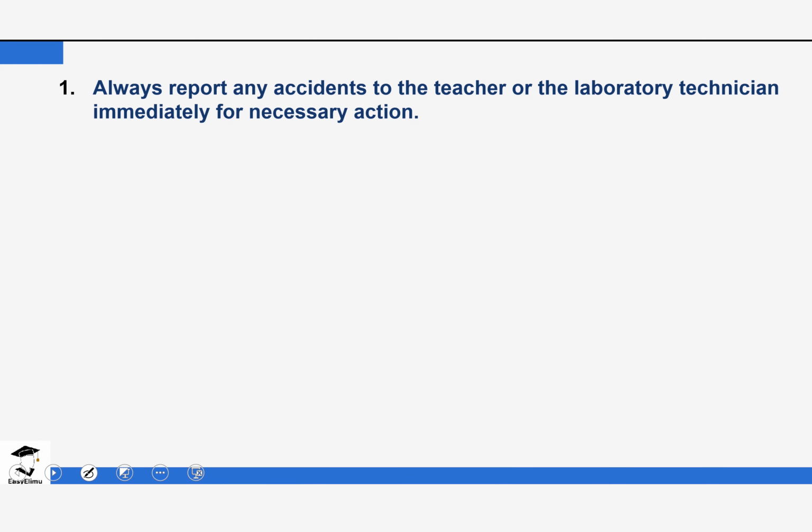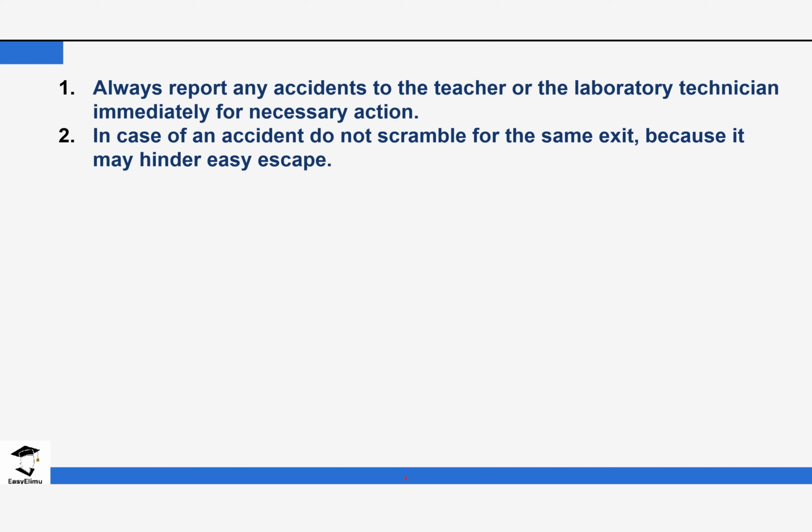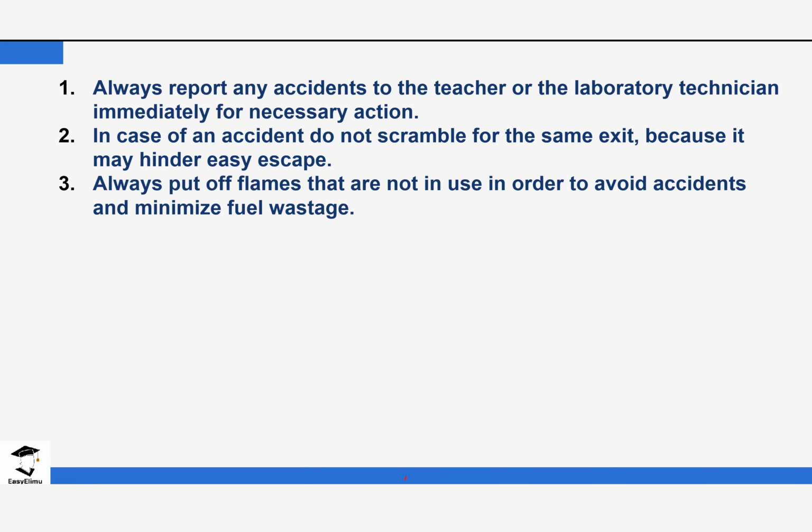And then always report accidents in the lab to the lab technician or to the teacher around, so that they can support you very quickly and take action in case there is an injury. And when we have an emergency in the lab, we do not scramble for the exit because it might cause more injuries and also hinder people from escaping. And when we are working with flames and the Bunsen burner, we always put it off when we are done so that we can minimize wastage and also avoid accidents in the lab.